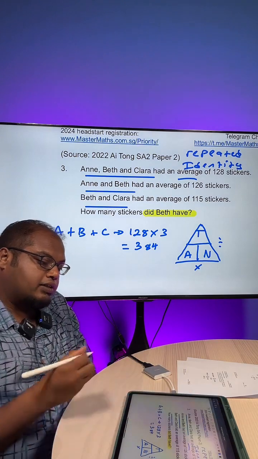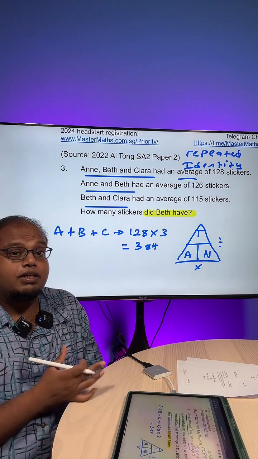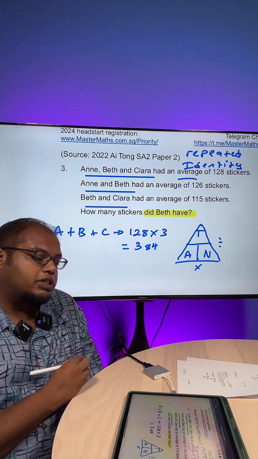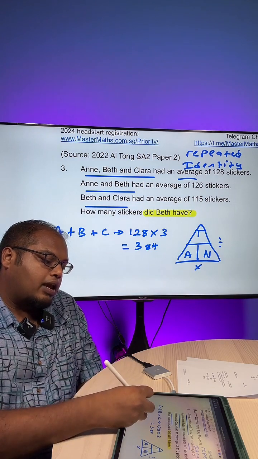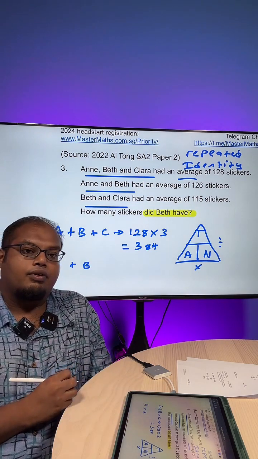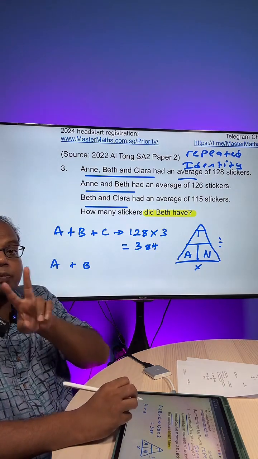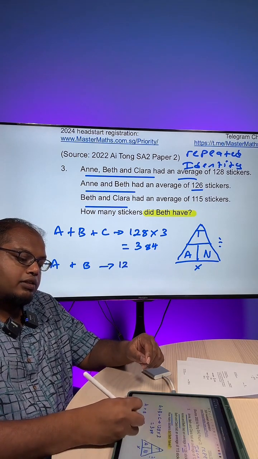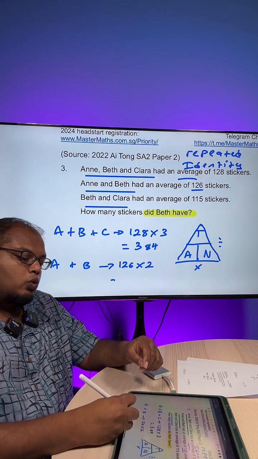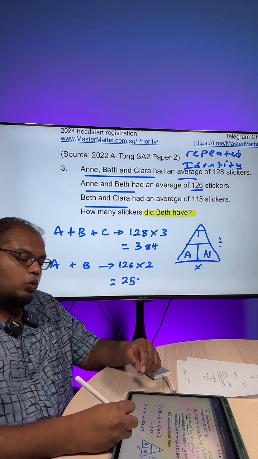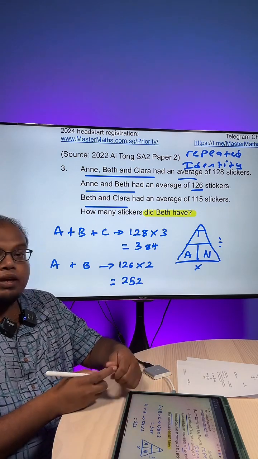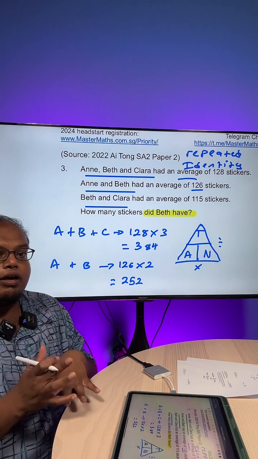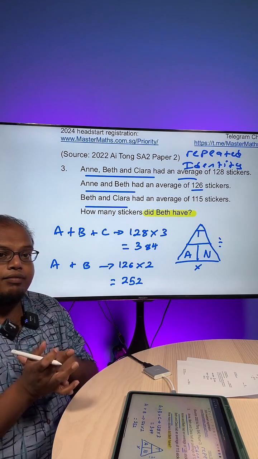Okay, then after that, what we can find next, because just knowing the total of these 3 persons right now is not useful. So I can proceed to the second information there, which is N and Beth. N and Beth now is for 2%. So I take this 126, multiply by 2, this is 252. Okay, so now I know the total of N, Beth, and Clara. Now I also know the total of N and Beth.